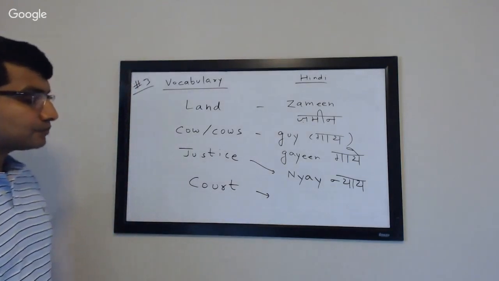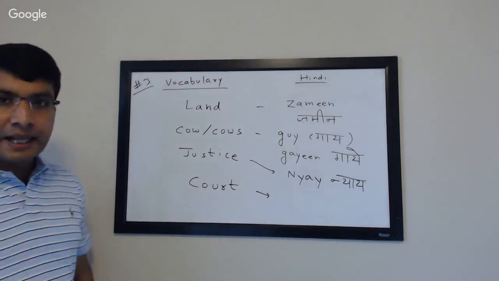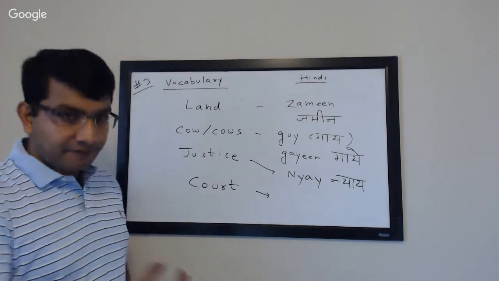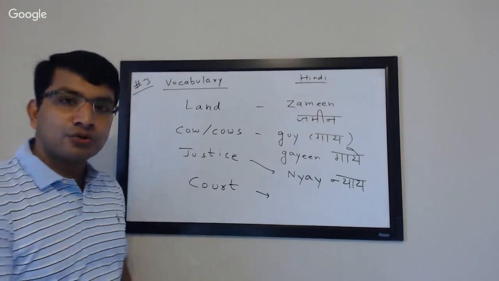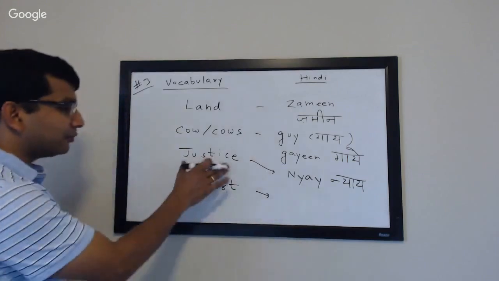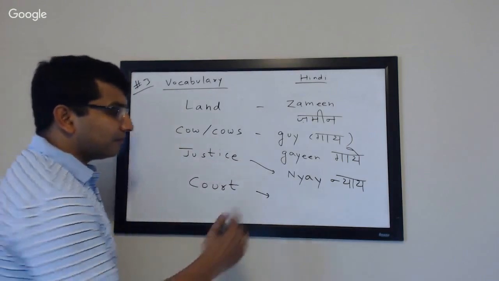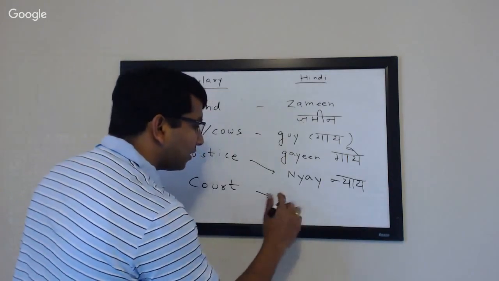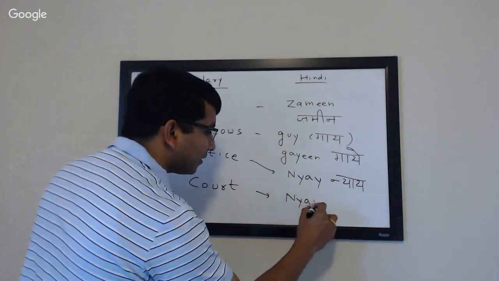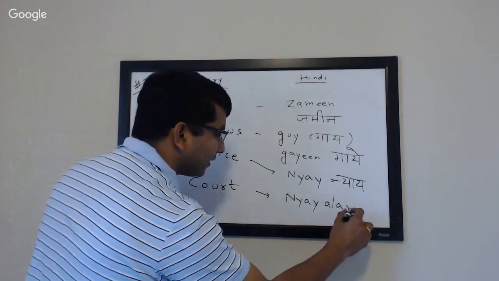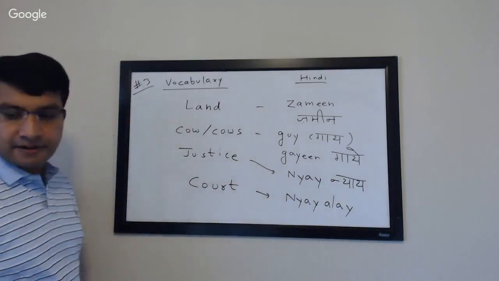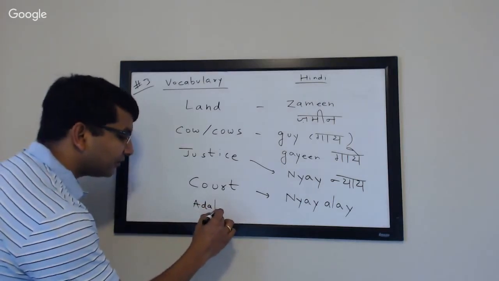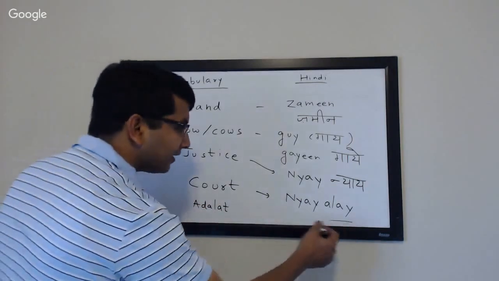Similarly, when you put alay at the end as a suffix for some of these words, it means house of this particular thing. So when you put alay with nyay, justice, nyay plus alay, it's nyayalay, like a house where justice is given, right? Or you can also say adalat, which is another word for court, but I just wanted to give you nyayalay.